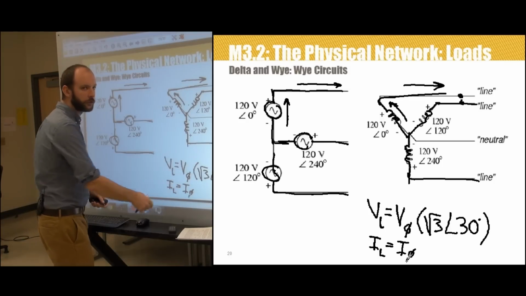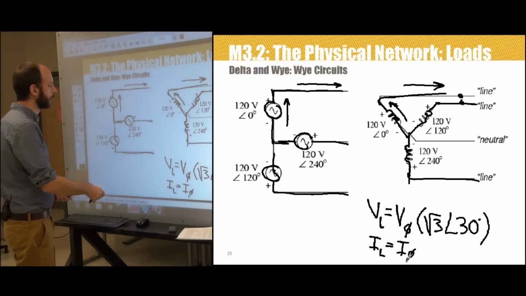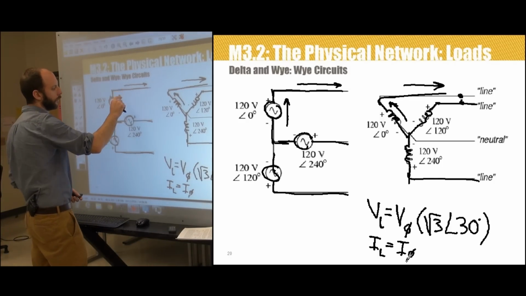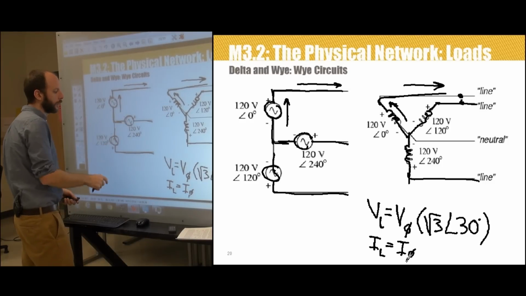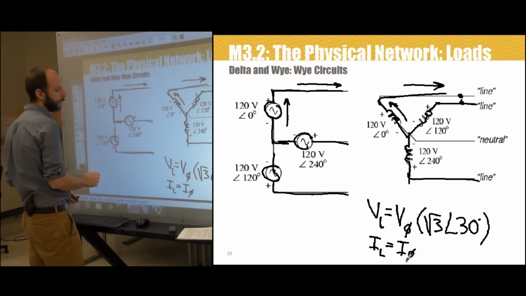I'm just saying the current here is the same as this. Why am I making the distinction? It won't be the case in the delta circuit. Here the phase current is the same as the line current.